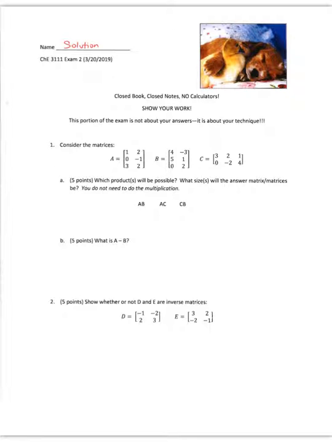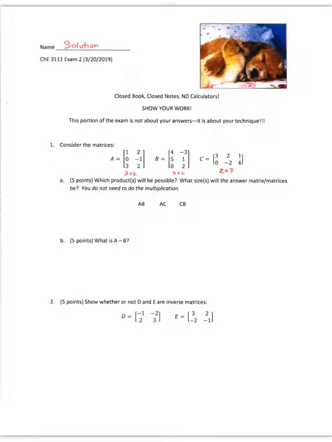And in the first question, we just wanted to look and see if these products were possible, and most of us got this right. So A is a 3 by 2 matrix, B is also 3 by 2, and C is 2 by 3.